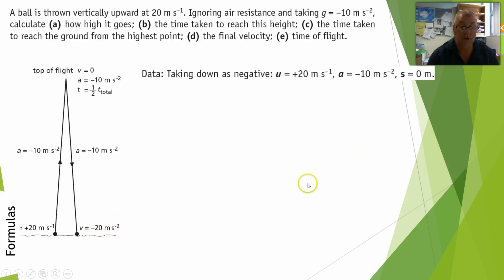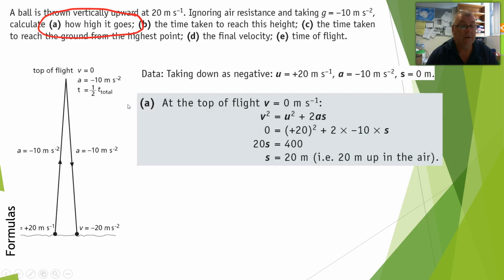So in terms of our data, we need to be very careful with our signs. If we looked at the whole flight, we've got u, we've got a, and we've got s. How high does it go? For working out how high it goes, we only look at the first half of the flight, so we can say that v equals 0 right up here at the top.